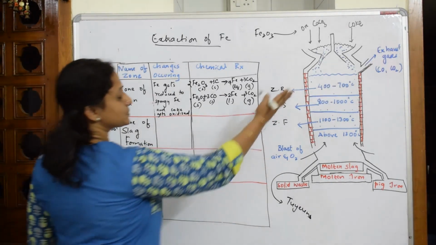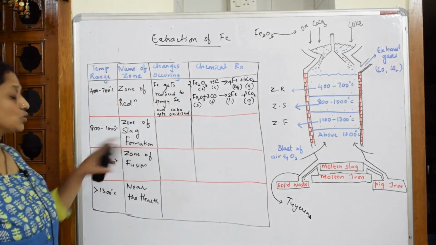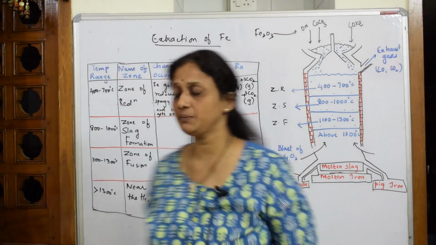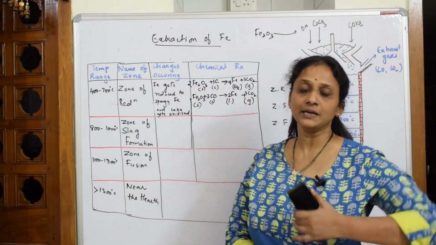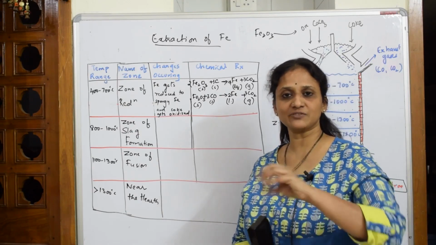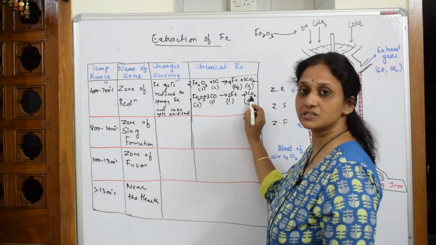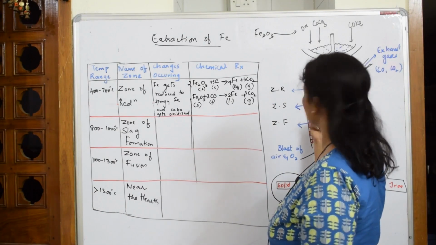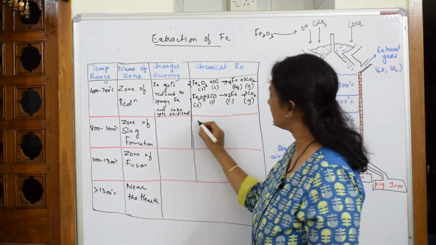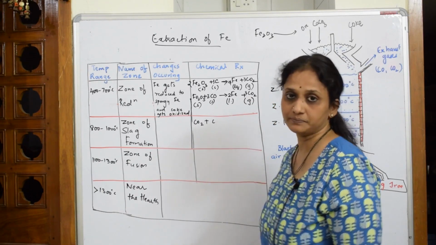After that, when this particular feed enters the next zone, what is the zone? Zone of slag formation. Very important. Now observe carefully. Slag, I said. So what is slag? Your gangue plus flux gives a slag. Now what happens? The carbon dioxide from here enters into this zone. Now this carbon dioxide again combines with your coke.